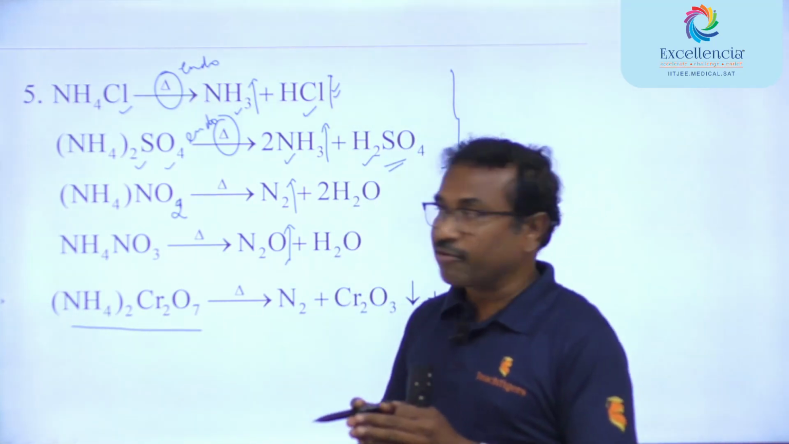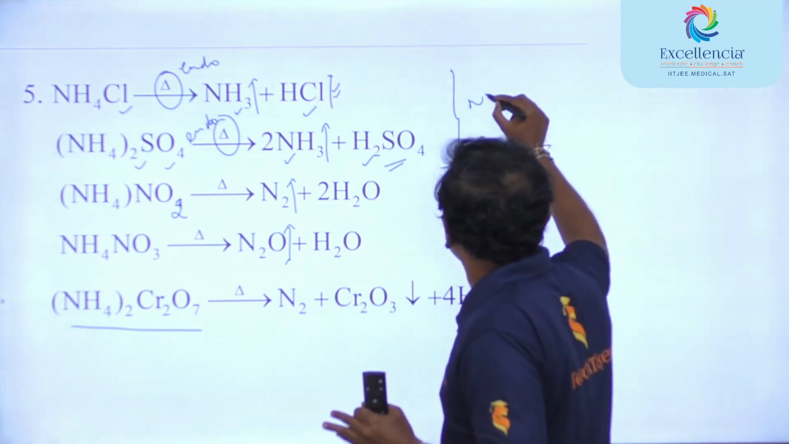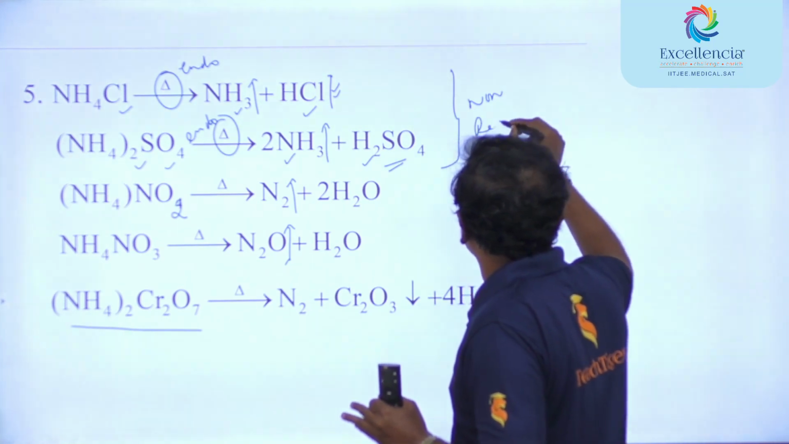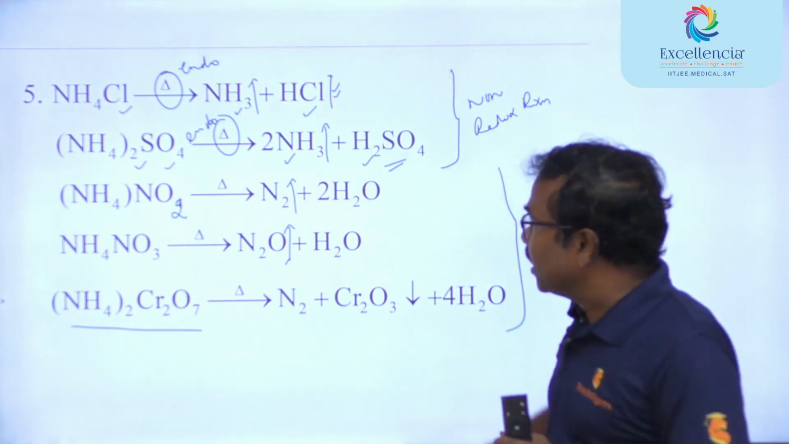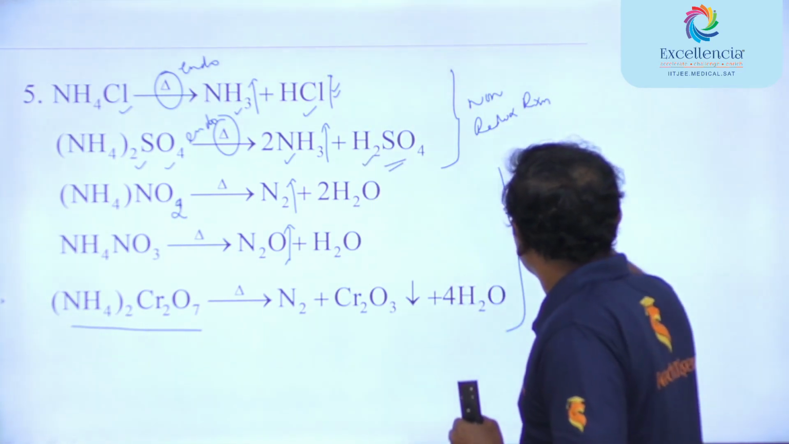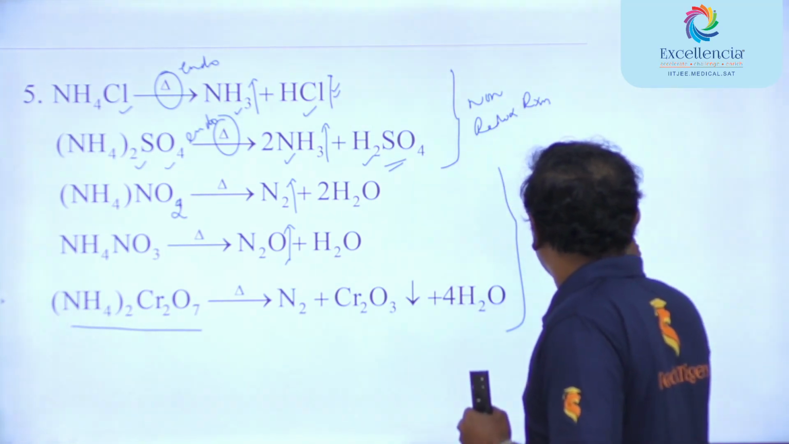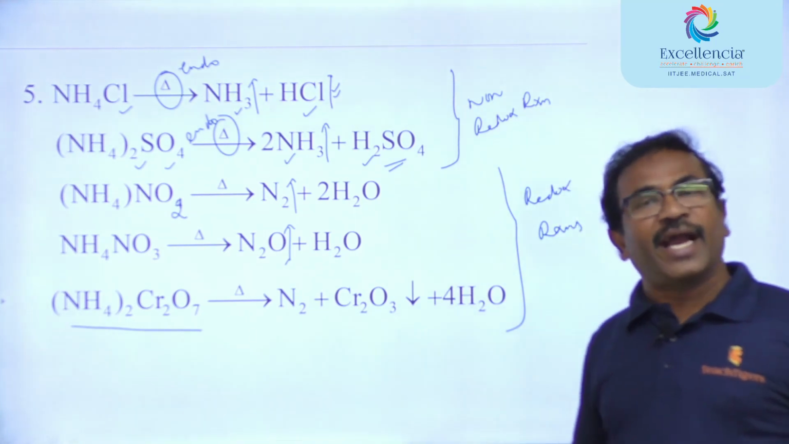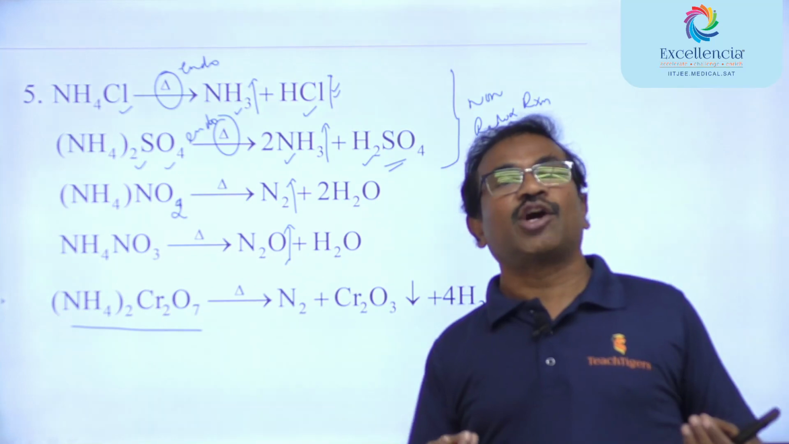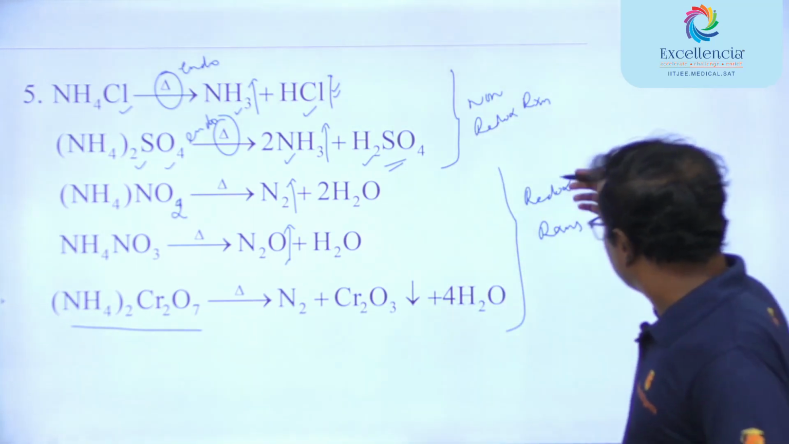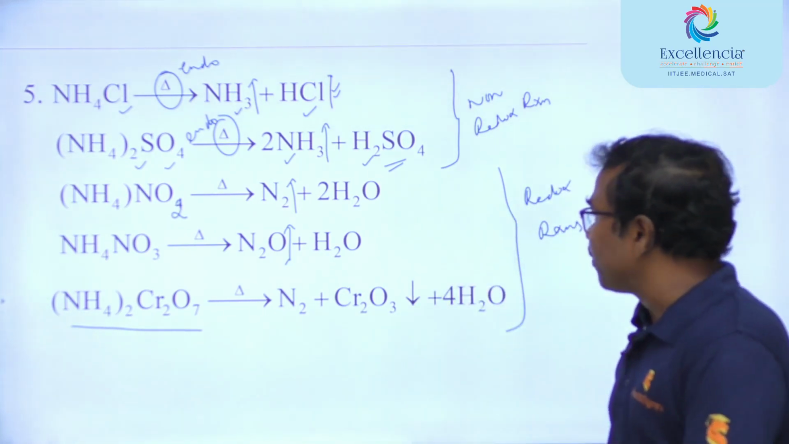In fact, the first 2 I can now say are simply non-redox reactions. However, you can see the 3rd to 5th are redox reactions. All this information I am compiling as a student who is now in 11th or 12th with basic knowledge of chemistry. That's it, guys. So, redox reactions, non-redox reactions. So, why is this happening?